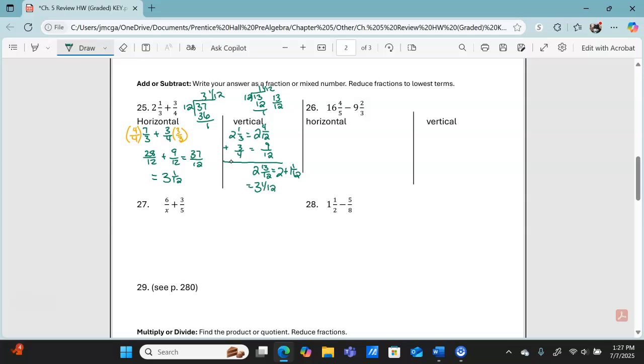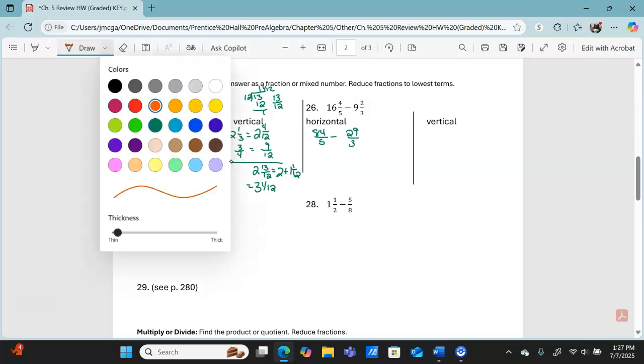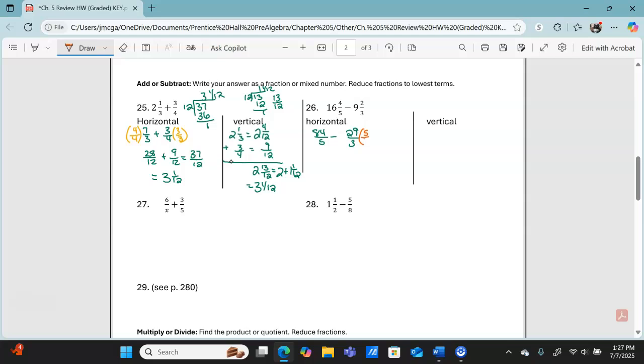On number 26, doing it horizontally, 16 times 5 is 80, plus 4 would be 84 over 5, minus 9 times 3 is 27, plus 2 is 29 over 3. I need a common denominator. It's going to be 15. So I'm going to multiply that one by 3 over 3 and this one by 5 over 5.